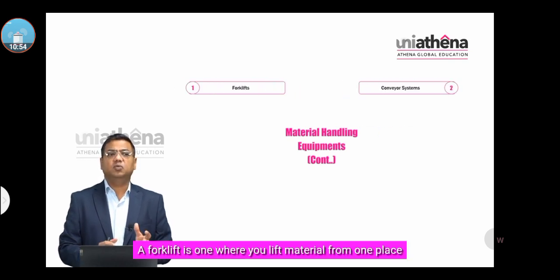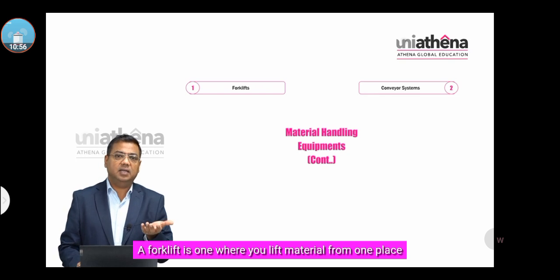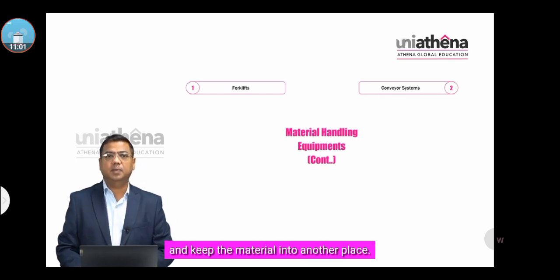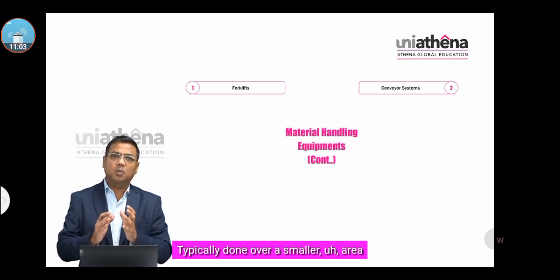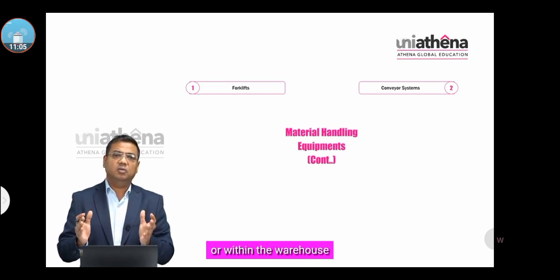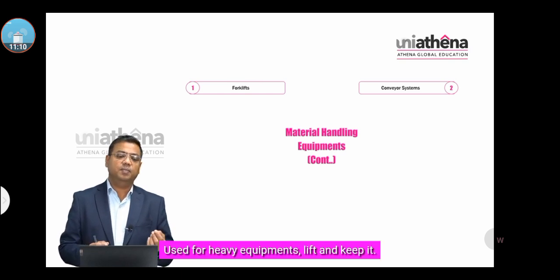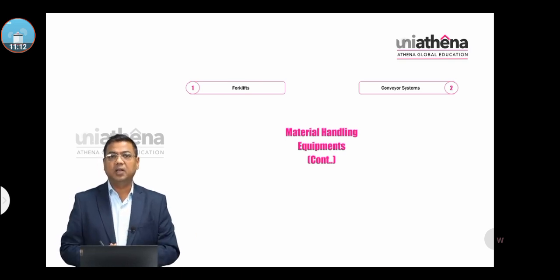So you could have a forklift. A forklift is one where you lift material from one place and keep the material in another place. Typically done over a smaller area, within the warehouse, within the plant, or within the yard, used for heavy equipment, to lift and keep it.